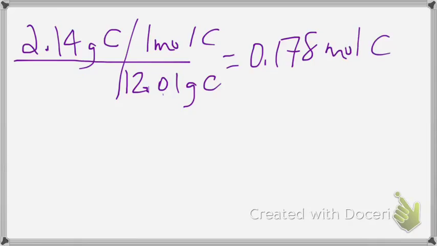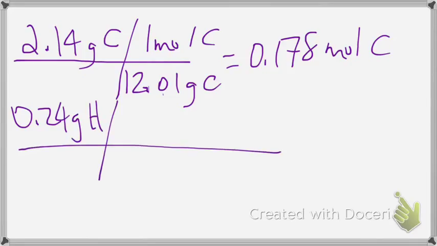We're going to do the same thing with the hydrogen. The original sample had 0.24 grams of hydrogen. We need to convert that to moles. Right? So we have now 1.01 grams of hydrogen is equal to 1 mole of hydrogen.